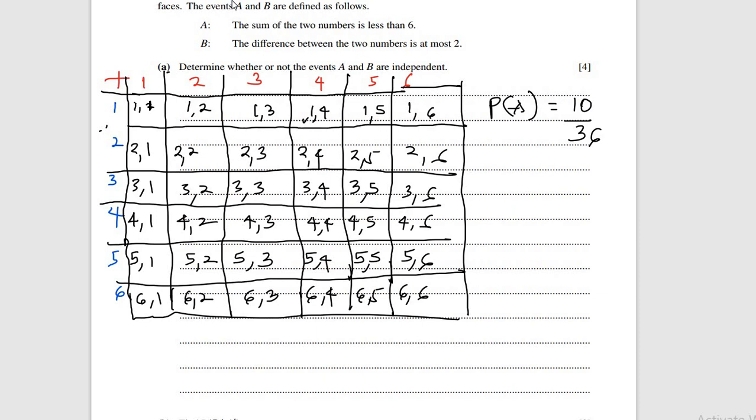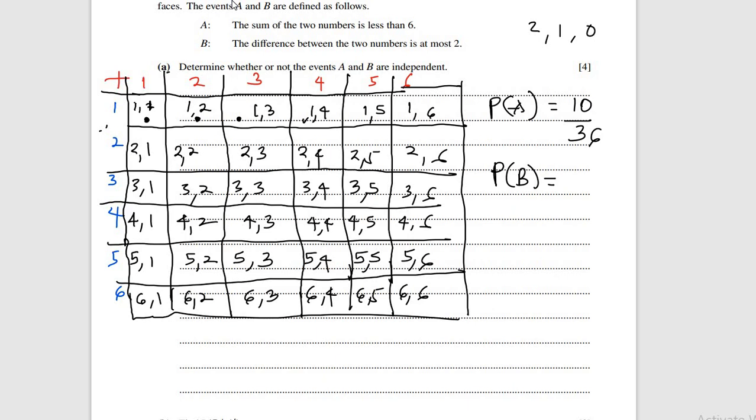Now the next one, let me check the probability of B. B is the difference. The difference between two numbers is at most 2. At most 2 means 2 and less than 2. Difference here is 0. Difference here is 1. Difference here is 2. The difference must be 2, 1 or 0. If it's not that, it's not part of it.